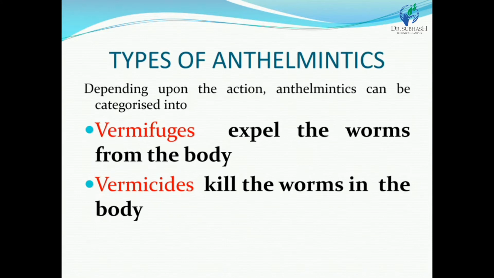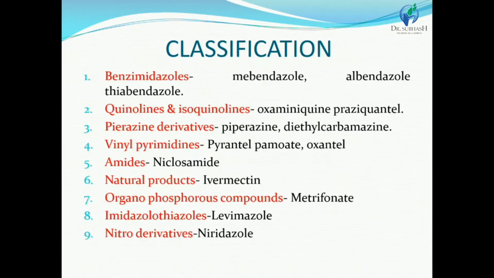Types of anthelmintics. Depending upon the action, anthelmintics can be categorized into two, that is vermifuges and vermicides. Generally, vermifuges expel the worm from the body, whereas vermicides kill the worms in the body. It is like we previously had a discussion regarding bacteriostatic and bactericidal effects. Now, going with the classification for anthelmintics.